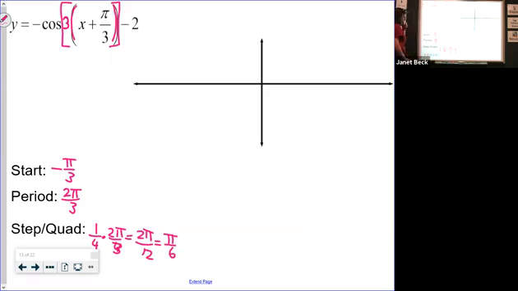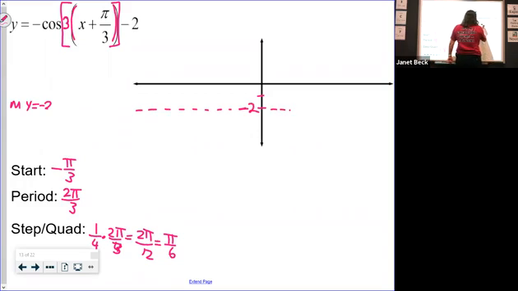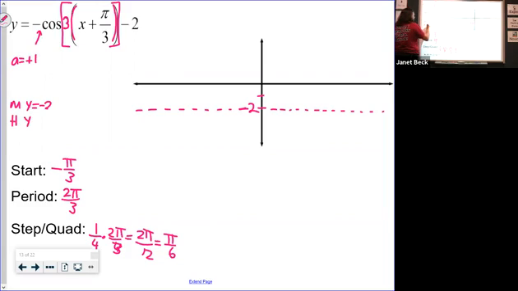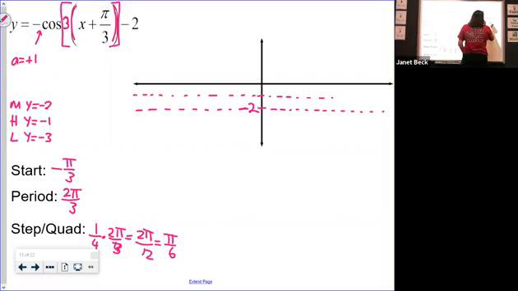But let's get graphing. The first thing I graph is the midline, and that's going to be at y is negative 2. My amplitude is not -1. The amplitude equals +1. So my high is going to be 1 above that, and my low is going to be 1 below it. Just go up 1 to -1, and go down 1 to -3.